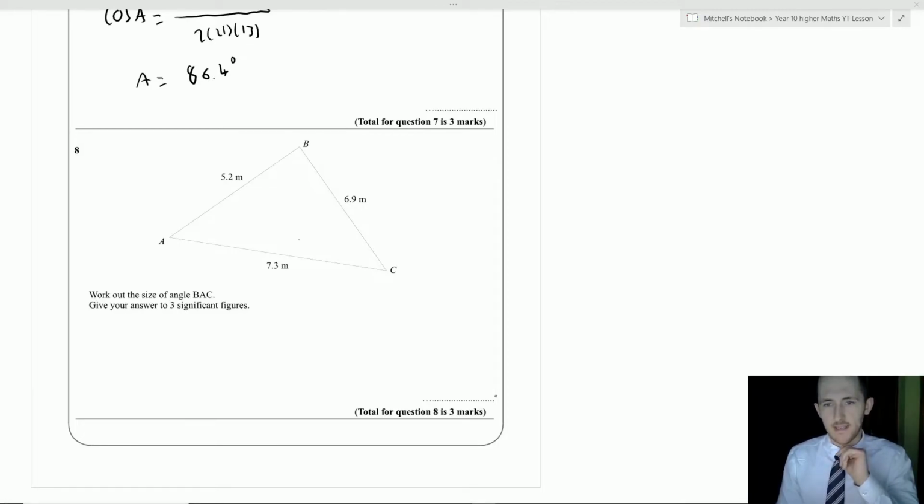BAC, well that is this angle right here. So I'm going to label that A because I want to. So the opposite side has to be lowercase a. And then B is going to be here, B and C.